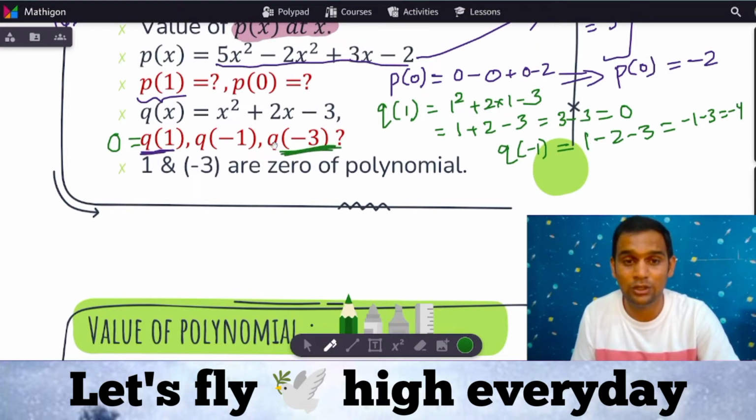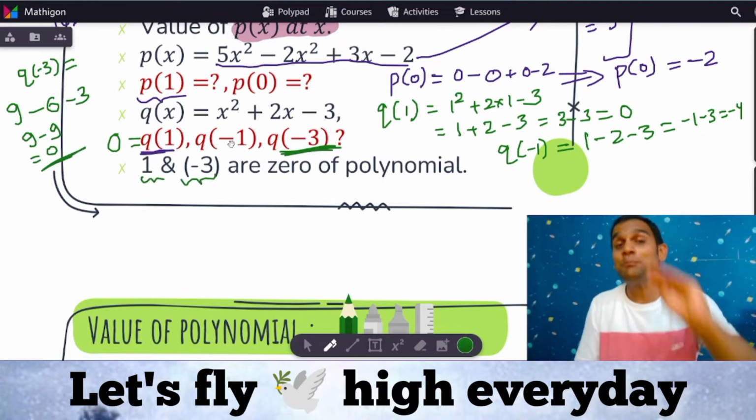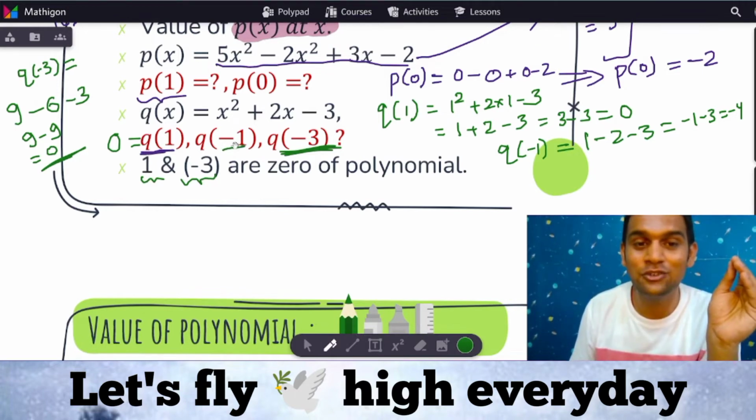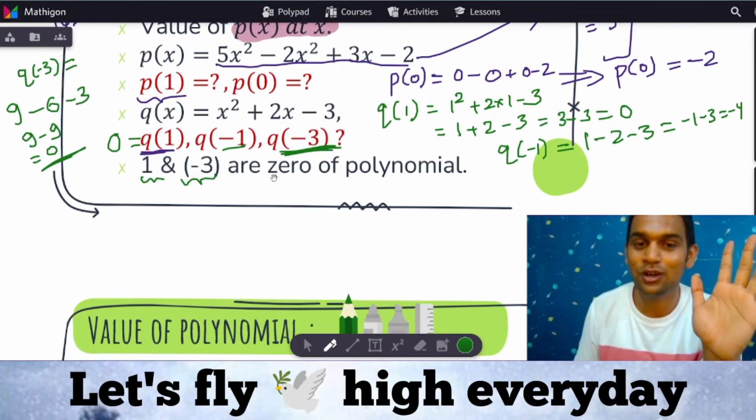Similarly, you can calculate the value of q of minus 3. When you calculate q of minus 3, instead of x we are substituting minus 3. So minus 3 squared is positive 9, plus 2 times minus 3. 2 times minus 3 is minus 6. And then minus 3. So minus 6 minus 3 is minus 9. So 9 minus 9 equals 0. So what do we observe? That when you substitute the values 1 and minus 3 in the polynomial and get the value as 0, that is called a zero of the polynomial.